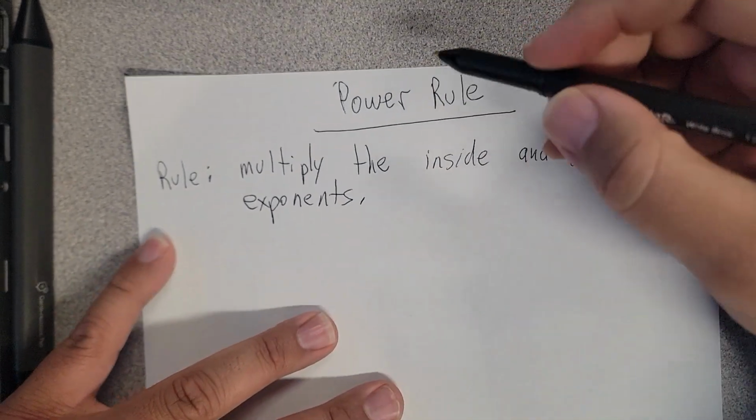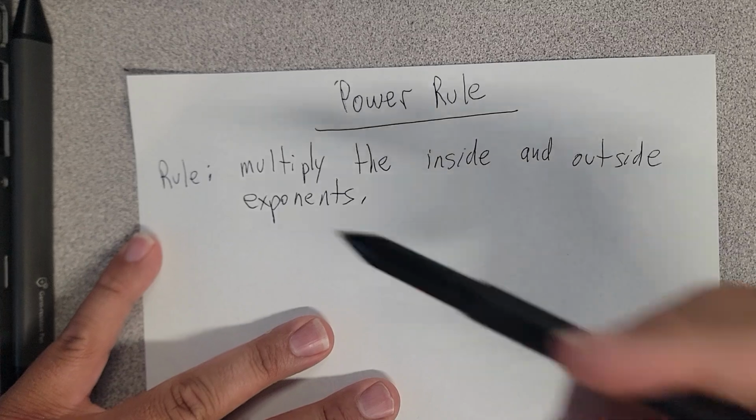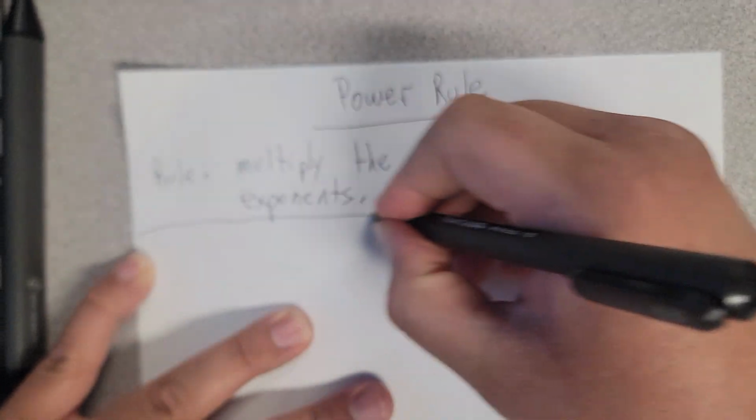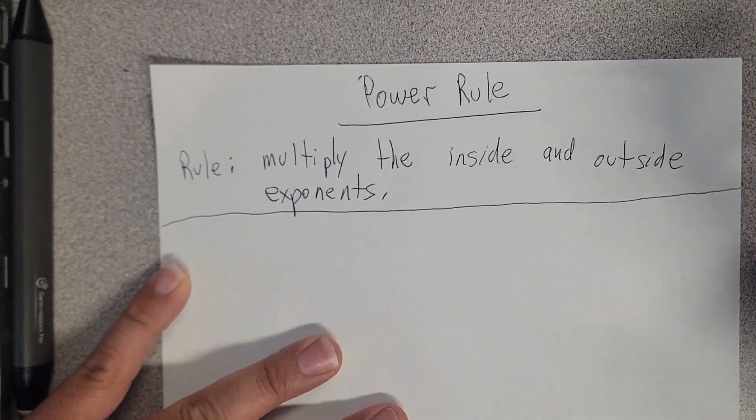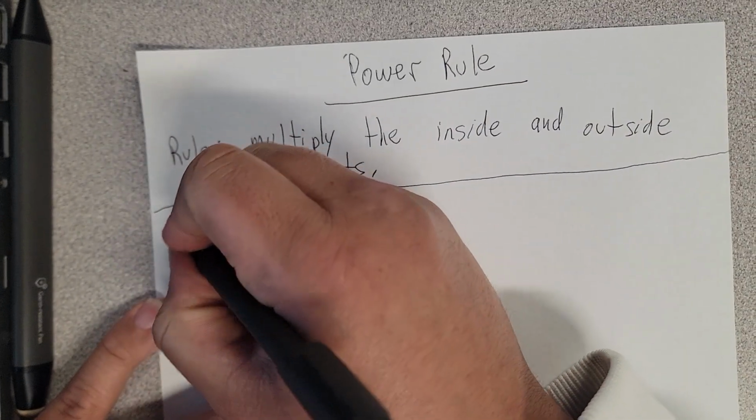All right, you guys, so today we're doing the power rule. So the rule says we multiply the inside and the outside exponents, okay? So let's do some basic examples. All right, push pause to catch up.